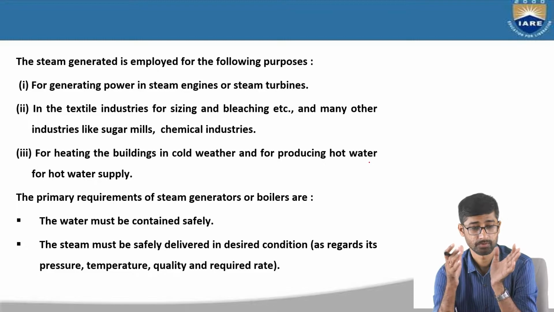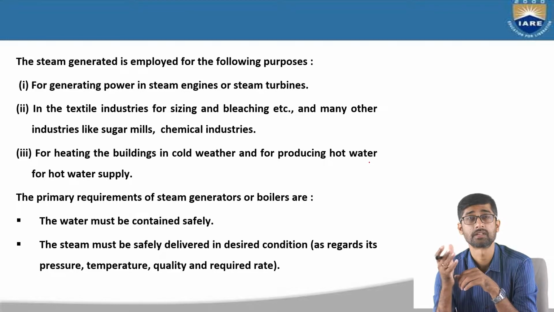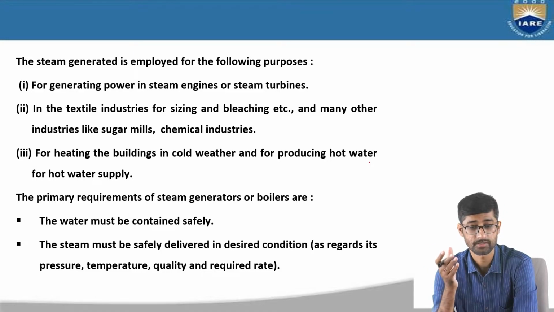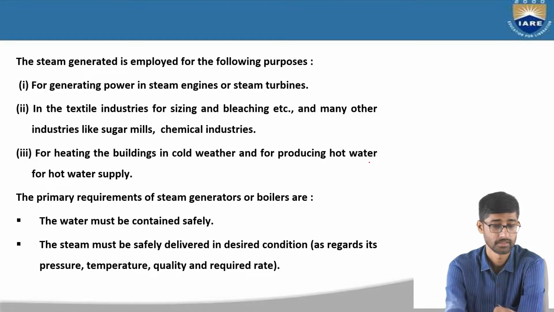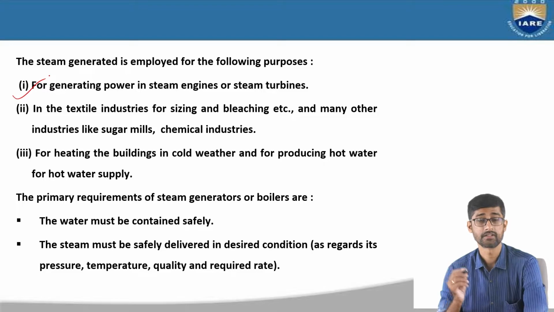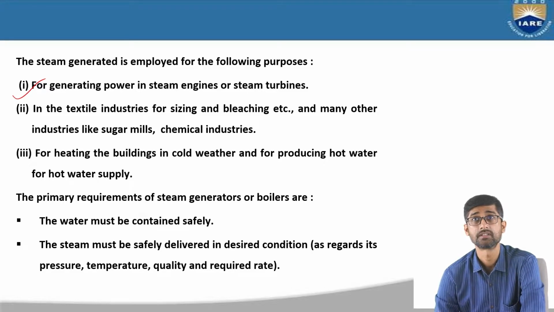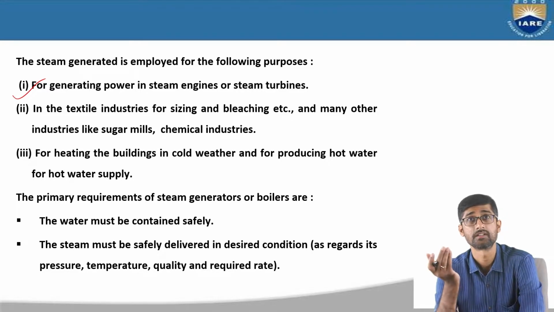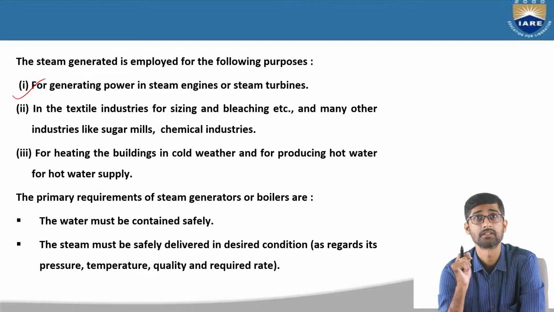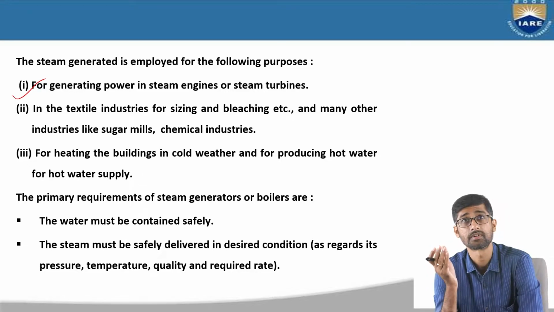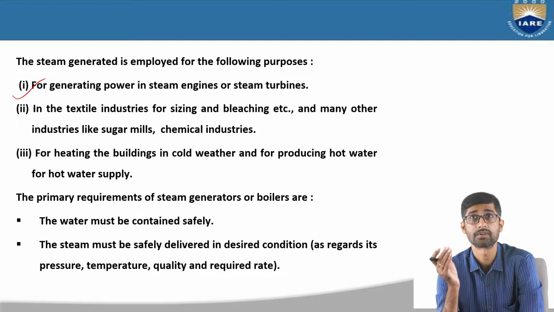for the following purposes. We can use the steam generator for generating power in steam engines or steam turbines, right? In the textile industries for sizing and bleaching, and in many other industries like sugar mills and chemical industries. Also, we can use it for heating buildings in cold weather and for producing hot water and for hot water supply.